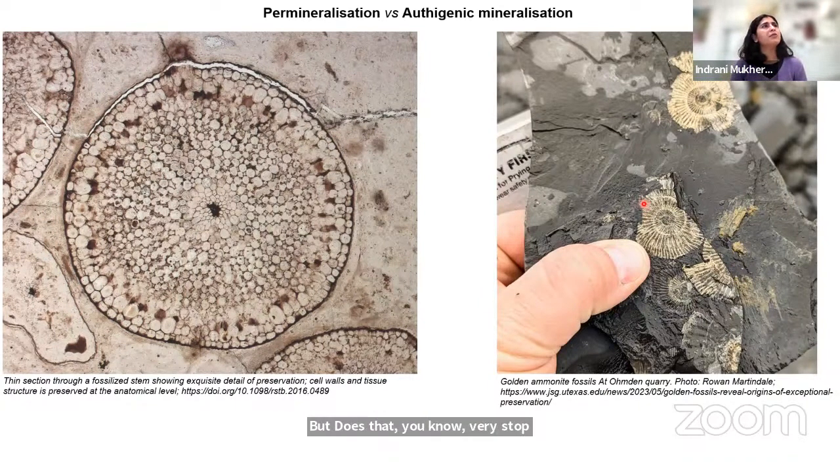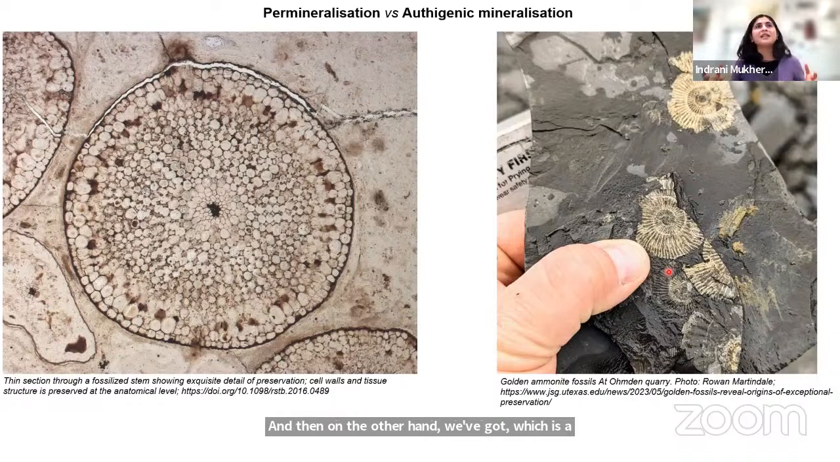So permineralization is basically very slow and fine and precise replacement, cell by cell, of an organism by mineral-charged water. In this case, I'm giving you an example of the cell wall tissue structures that have been silicified. And then on the other hand, we've got orthogenic mineralization, which is a product of decay.